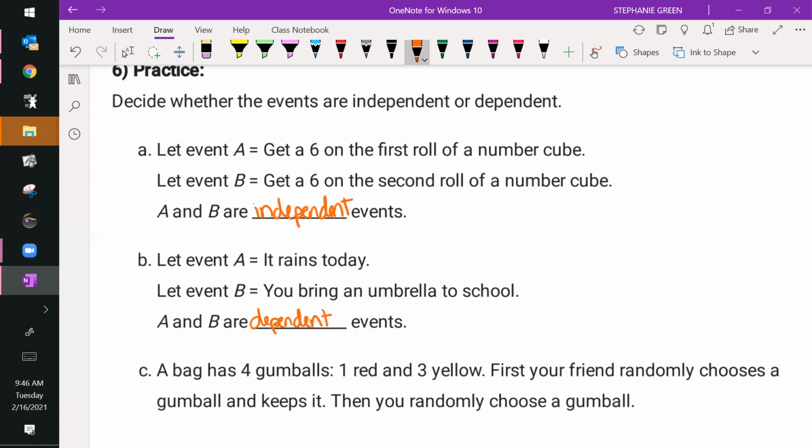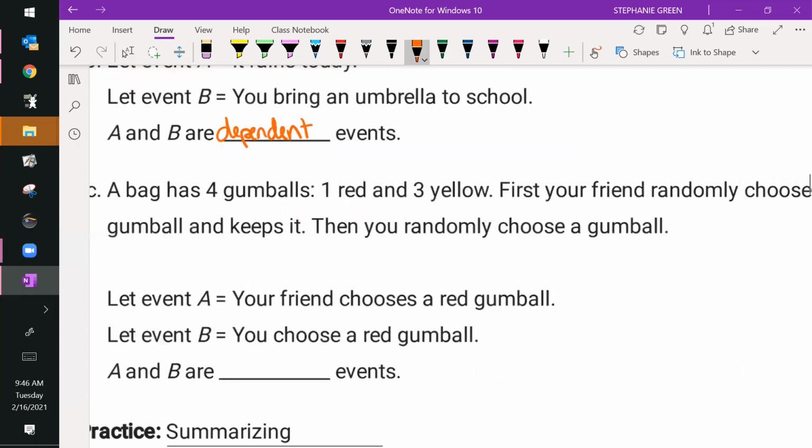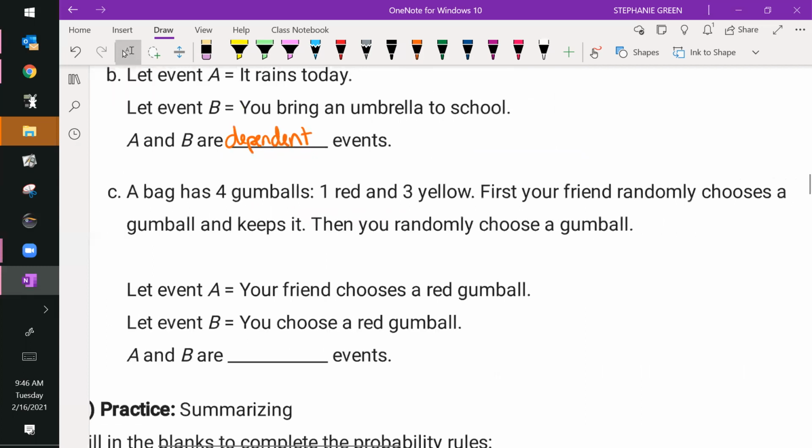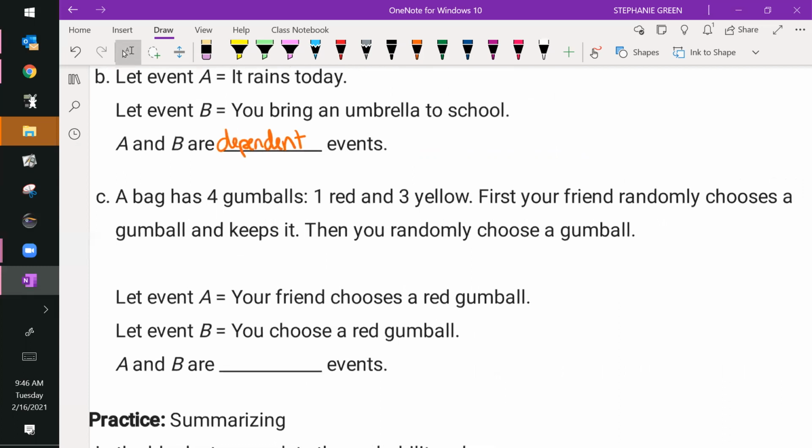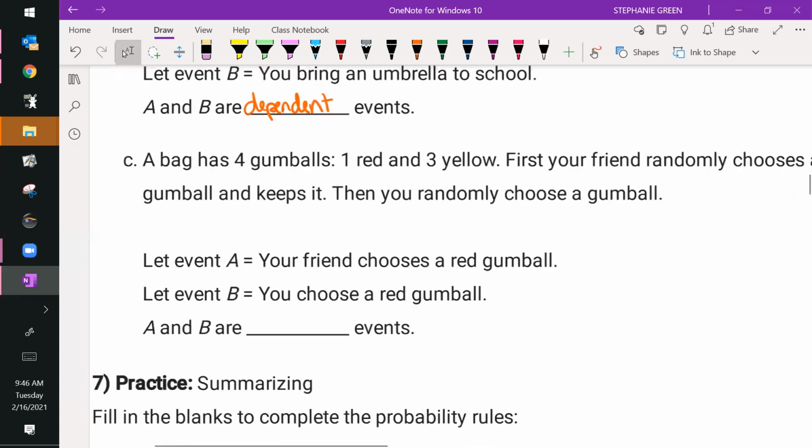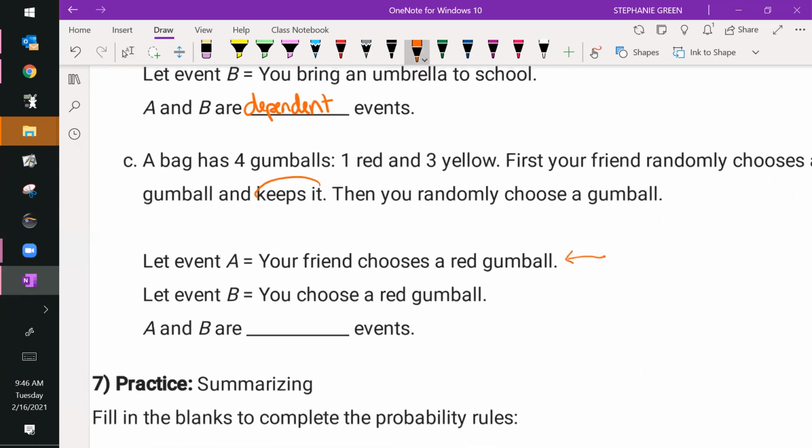Okay, let's look at this one. A bag has 4 gumballs. 1 is red, 3 are yellow. Your friend randomly chooses a gumball and keeps it, and then you randomly choose a gumball. So let event A be your friend chooses a red gumball, and event B be that you choose a red gumball. If your friend chooses a red gumball and keeps it, does that affect your chances of drawing a red gumball?